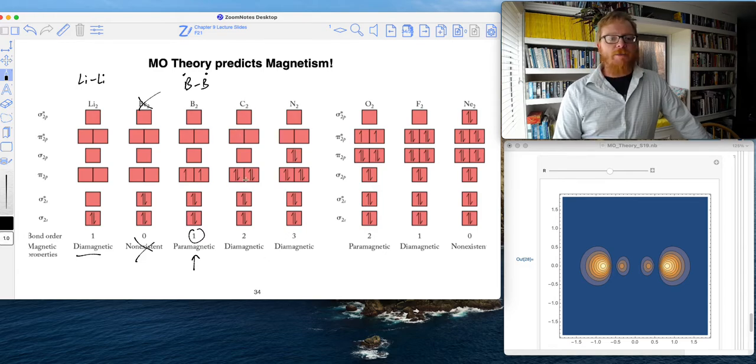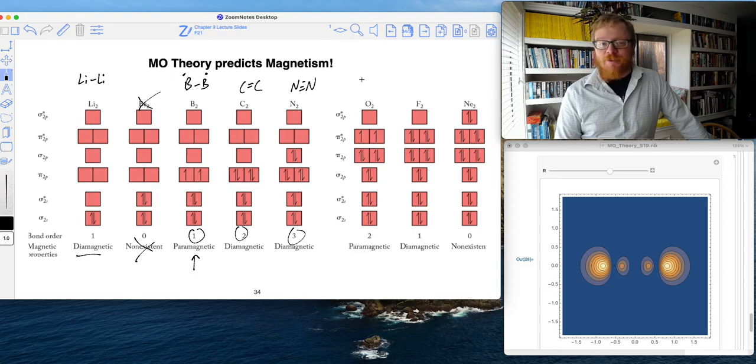What about C2? So 2 carbon atoms bonded to each other. When it's only 2 carbon atoms and nothing else, that's predicted to exist with a bond order of 2, so a double bond. And everything's all paired up, so it's diamagnetic. Same with N2, and we've done N2 a bunch of times. We note that it's predicted to have a triple bond. No unpaired electrons, so it is diamagnetic.